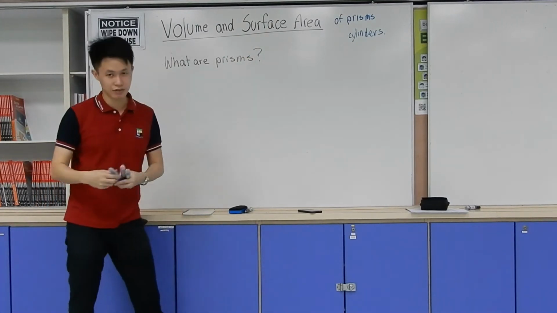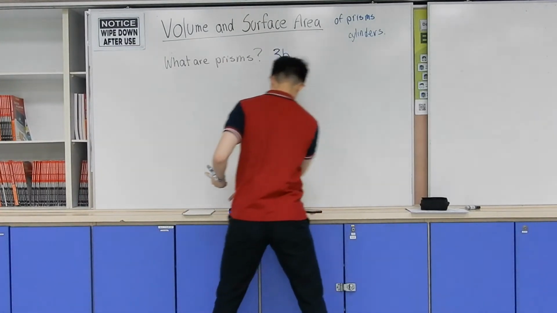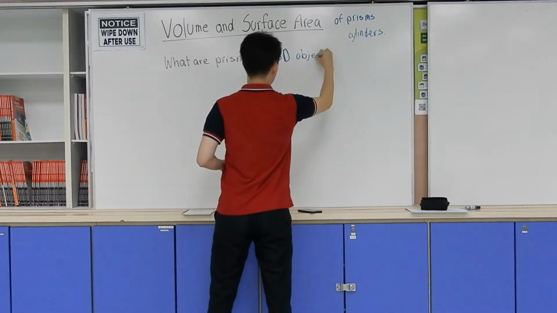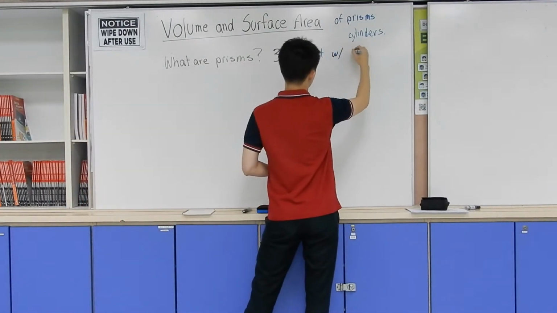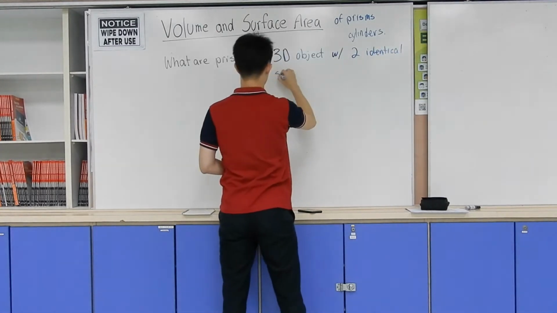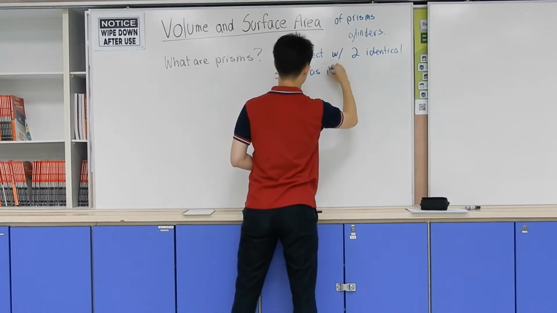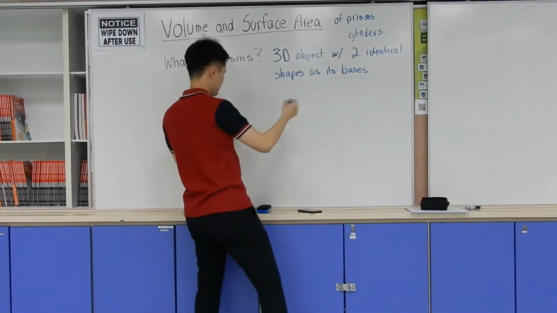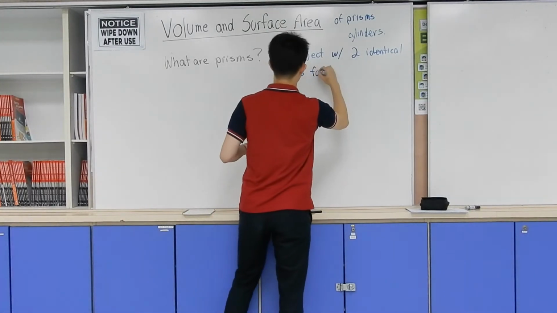Prisms, by the textbook definition, are a 3D object with two identical shapes as their bases. One criterion is that they must be facing each other. So instead of saying bases, two identical shapes facing each other.